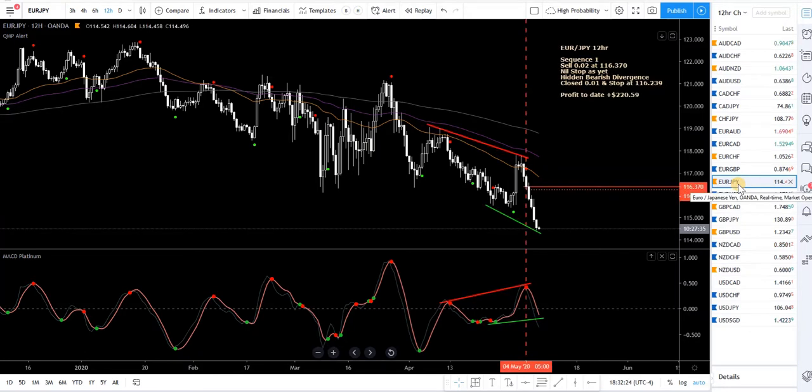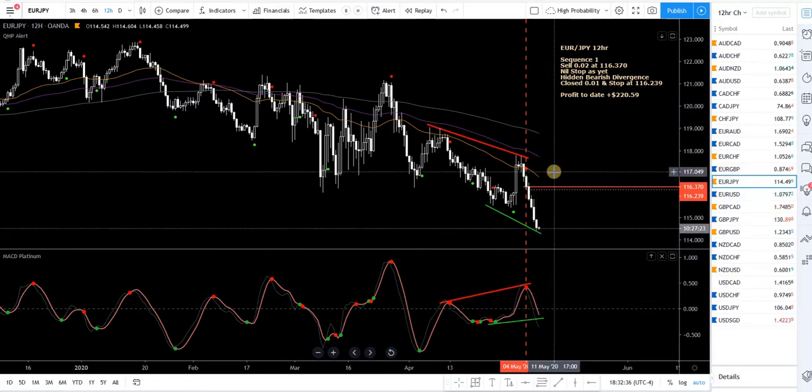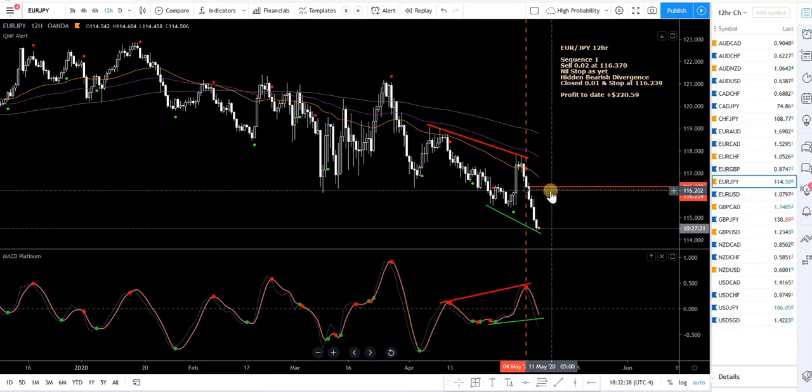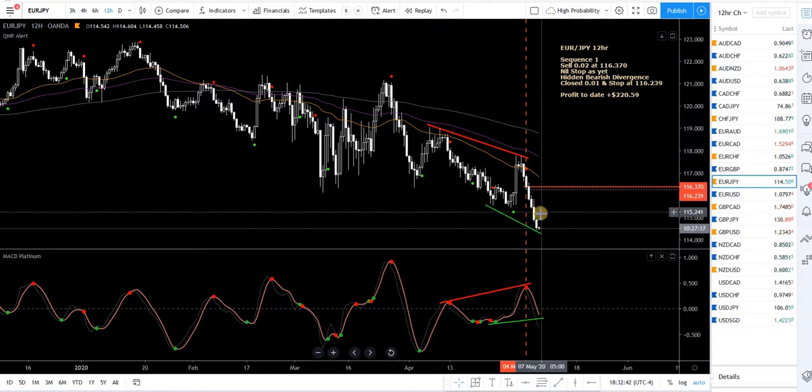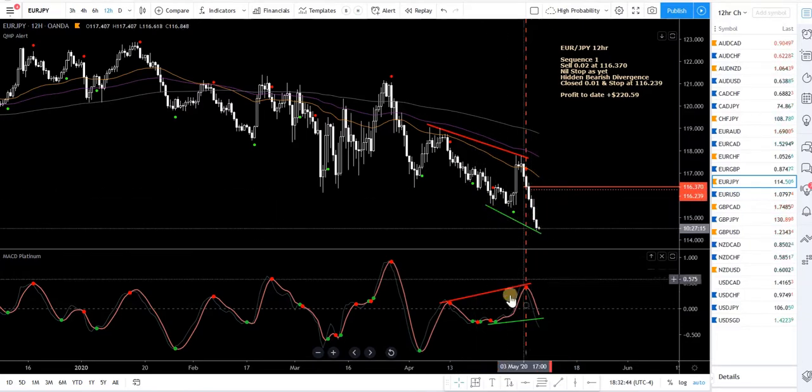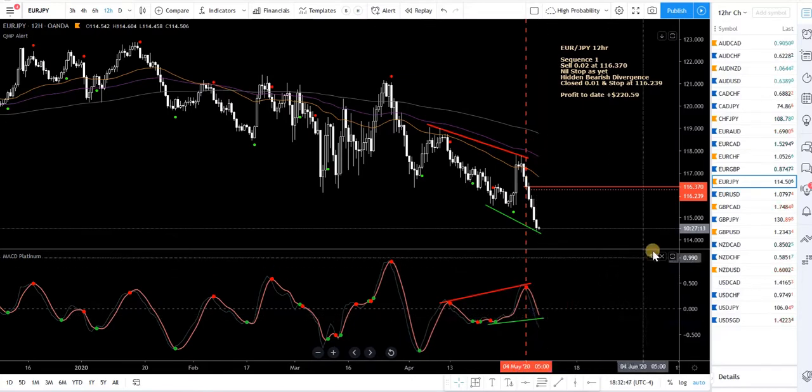Euro Yen. In a sell back here is a nice sell signal. You can read my notes based on hidden bearish divergence. And the MACD Platinum has gone through the zero level, so I closed half and put a stop in place below the entry. That gave me $26.66. Started drawing the possible bullish divergence lines in already.